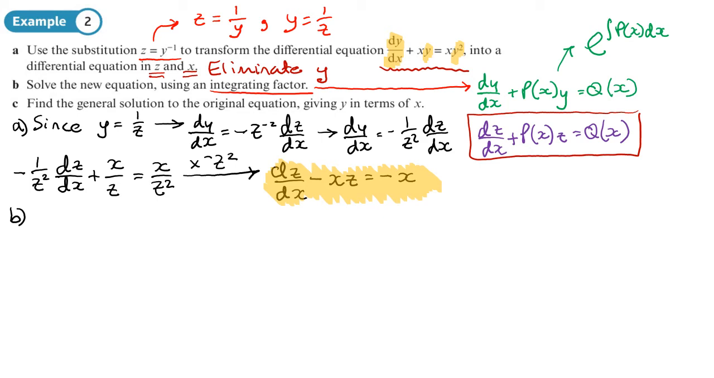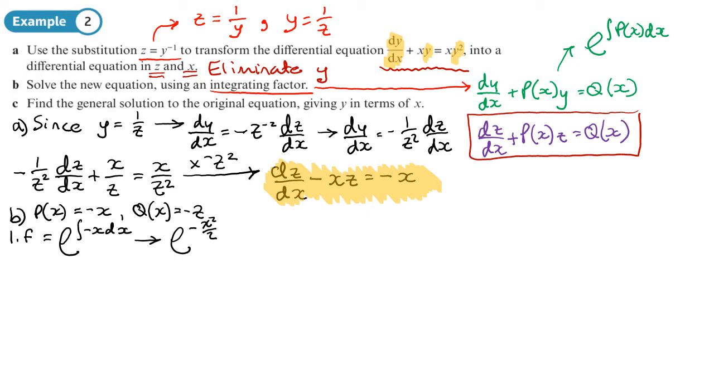Rearranging it, well actually we don't need to rearrange it, do we? It's in the correct format, so I can see that my P of x is minus x, and Q of x is also minus x. So the integrating factor, I'll just do IF, is equal to e to the integral of minus x dx. That is, if we integrate minus x, that will be minus x squared over 2. So there's my integrating factor.